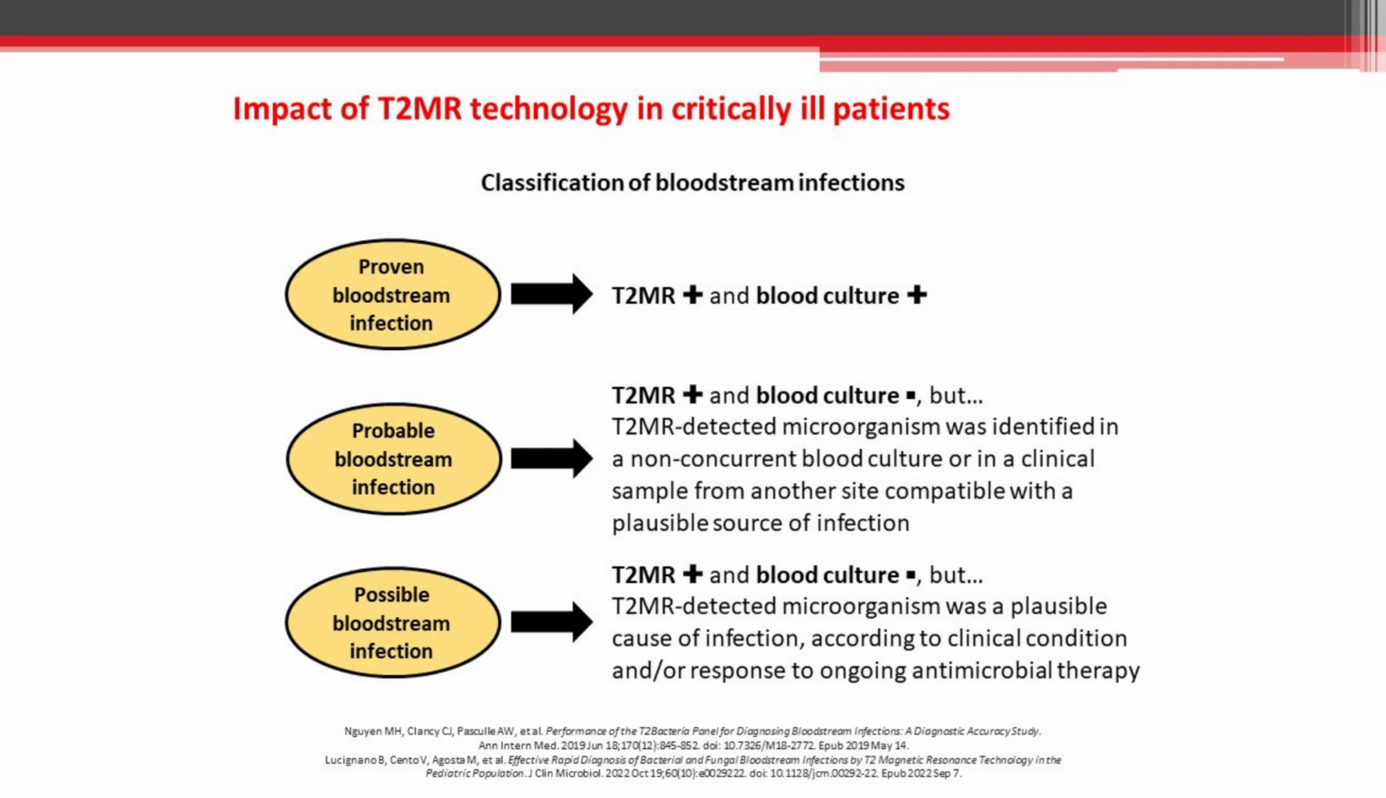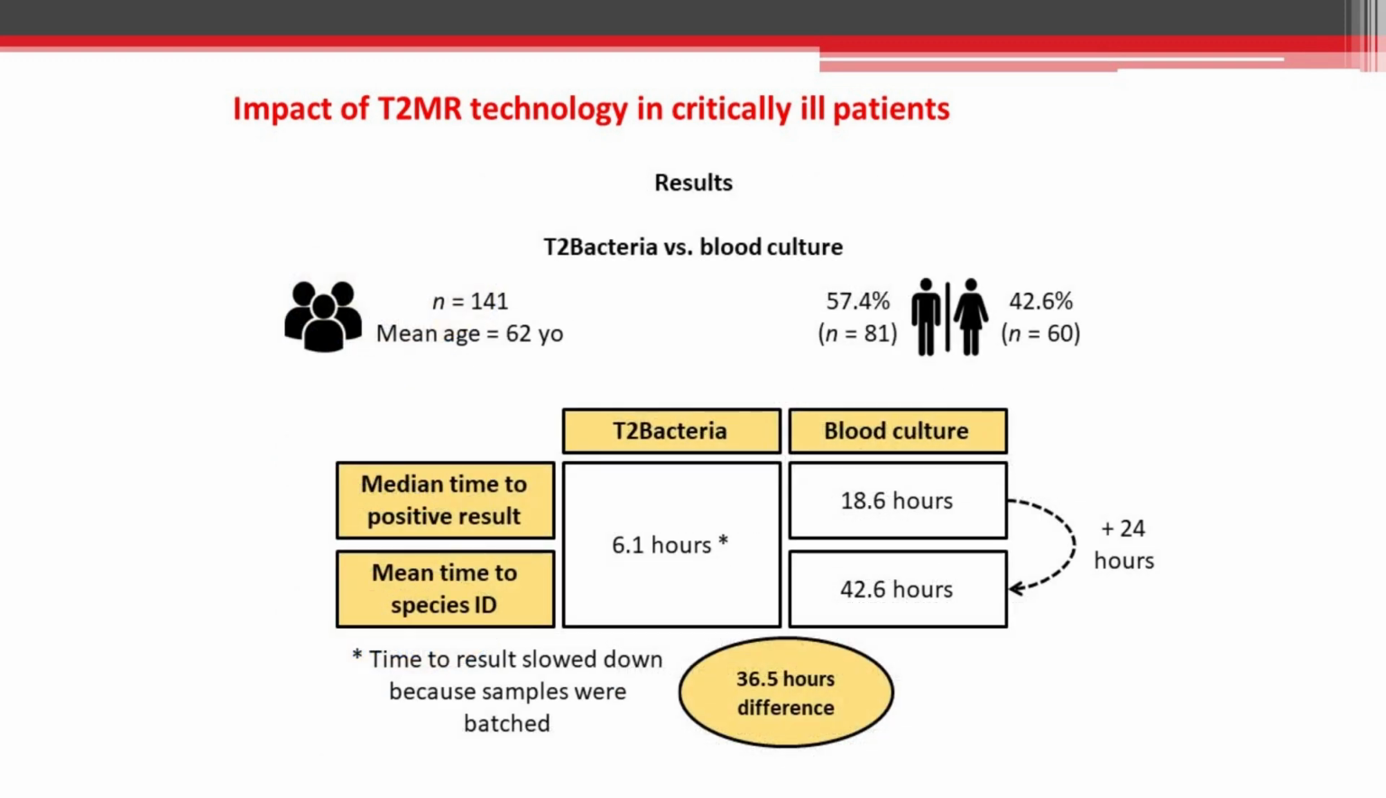The probable bloodstream infection, when you have the T2 positive and the blood culture negative, but the result of the T2 is also in another blood culture that was not paired for the study, a previous one or a further one a few days in time. And if there is a clinical sample from another site that also has the same pathogen. And finally, the possible bloodstream infection, where you have the T2 positive and the blood culture negative, but the clinical picture looks like a bloodstream infection.